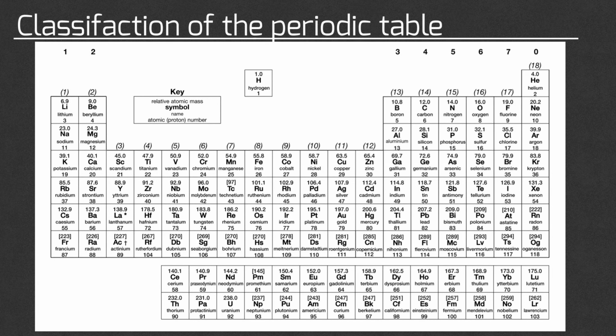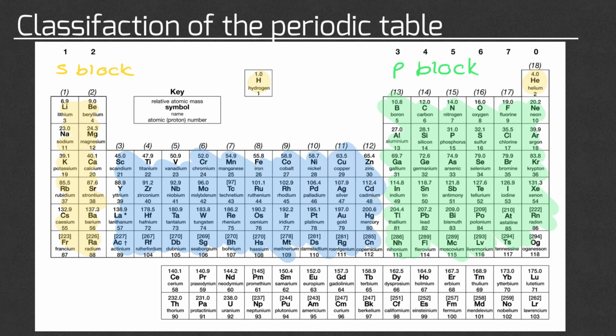We can classify the elements on the periodic table into the S block, P block, D block, or F block, depending on which subshell their last electron is filled in. Here you can see the S block elements, including hydrogen and helium, which are also part of S block. This is the P block. The D block is where the transition elements are. And the lanthanides and the actinides make up the F block.